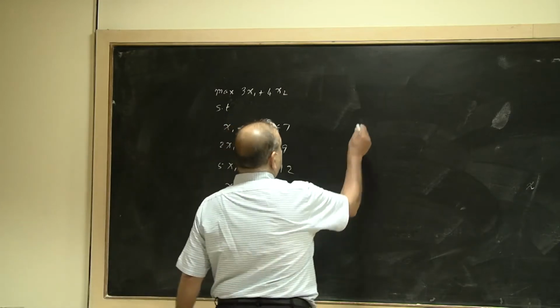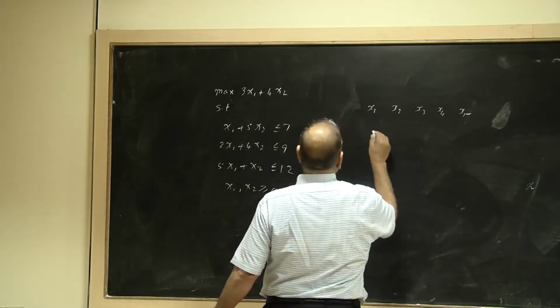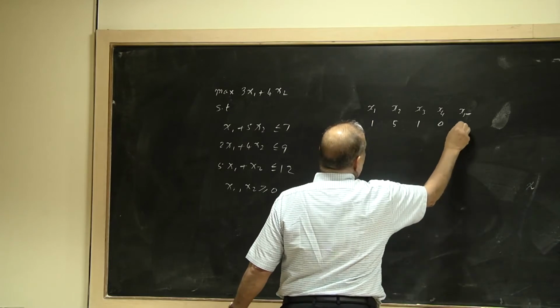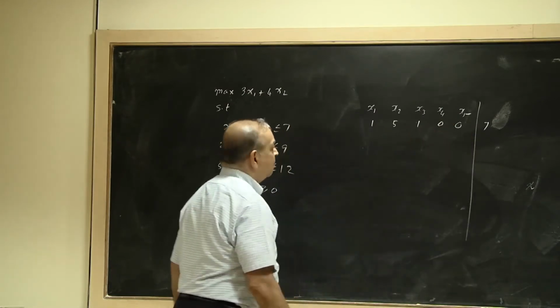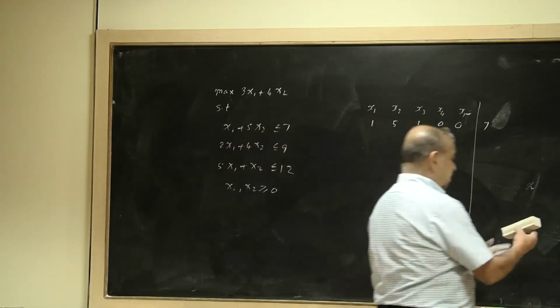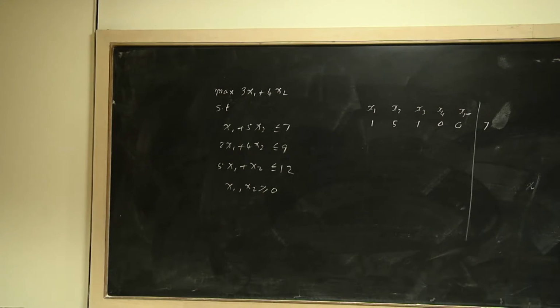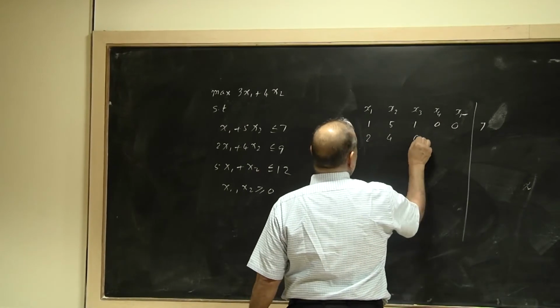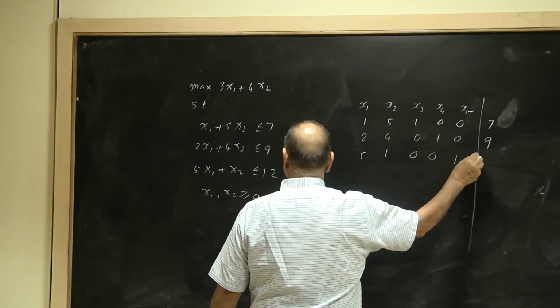Write on the top x1, x2, x3, x4, x5. So this row is 1, 5, 1, 0, 0, and on this side we write 7. So x1 plus 5x2 plus x3 is 7. Maybe you should take it down. Then the next one is 2, 4, 0, 1, 0, 9. And 5, 1, 0, 0, 1, 12.